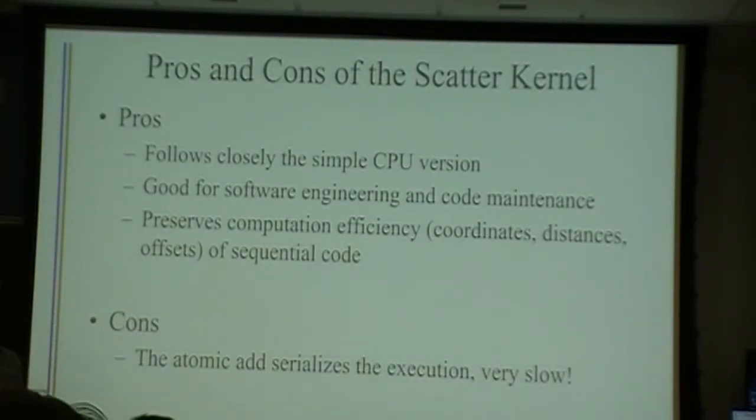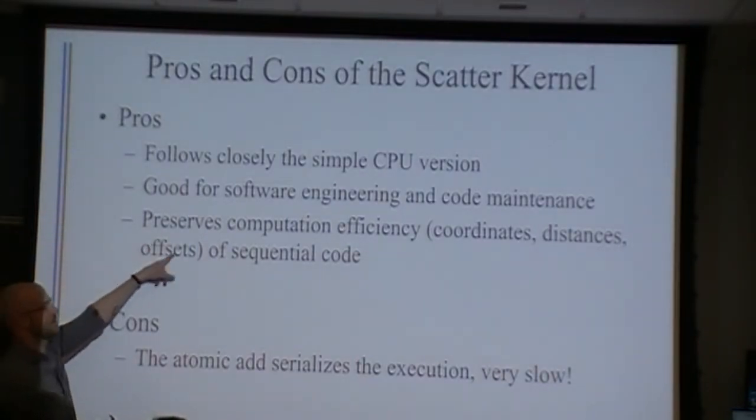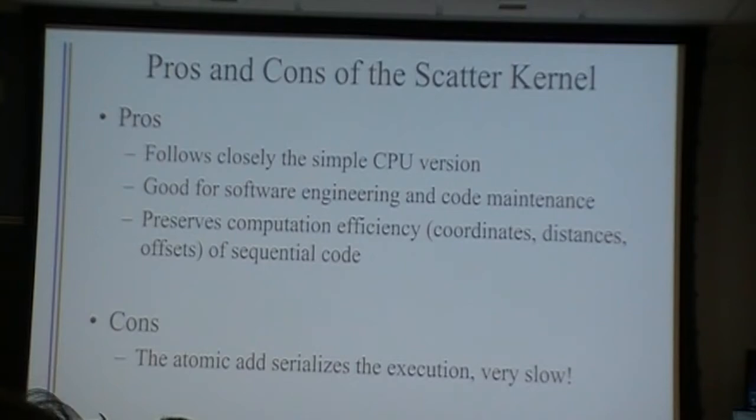There's really not very many places in the world where it's worth paying someone to really, really optimize a piece of code. One of the few places where that's true is supercomputing. But most of the world is just like, okay, get it working and make it easy to maintain and we'll move on. But also the nice thing is that it preserves computational efficiency, right? So that's a good thing. But the problem is that because of the cost in our architecture of atomic operations, it's slow.